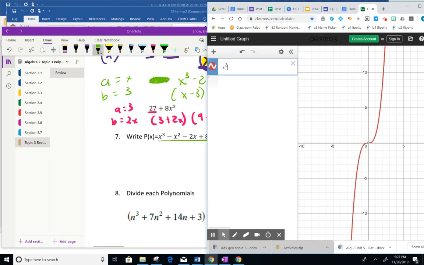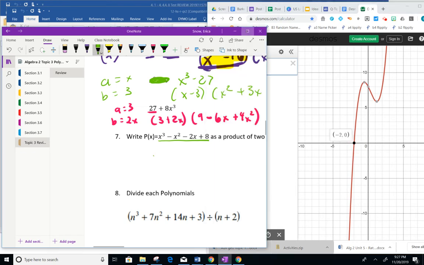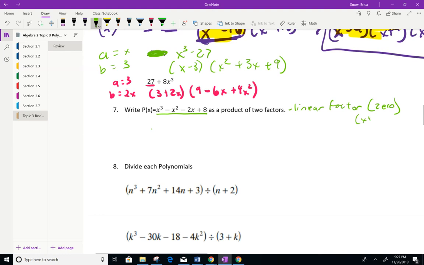X cubed minus x squared minus 2x plus 8. So we have a 0 there at negative 2. So now we know that one of our factors is x plus 2. To find the other factor, we do division. So I'm going to do synthetic division.